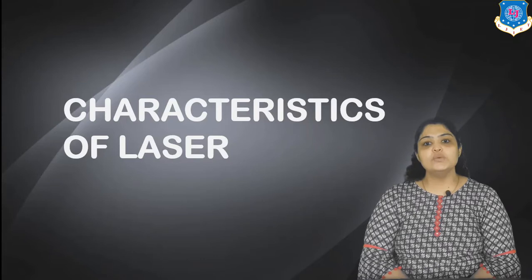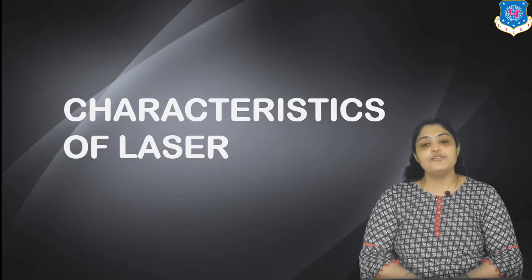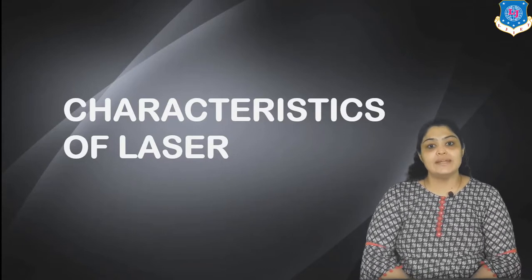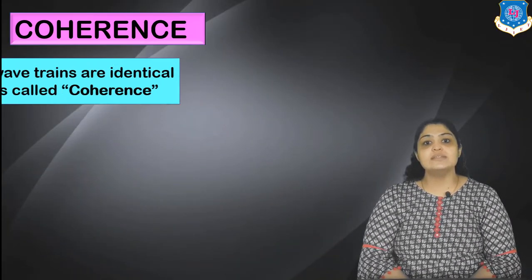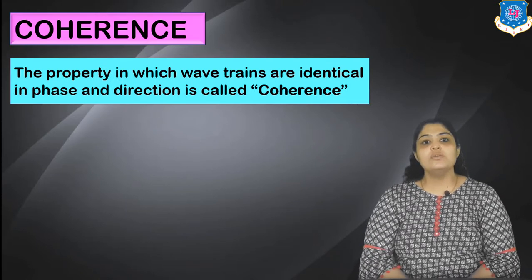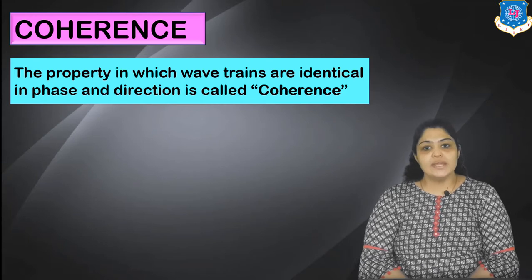Now let's move on to the characteristics of laser. How laser is different from the conventional or the normal light source. So starting with the first characteristic, that is coherence. Now what do you mean by this word coherence? Coherence is a property in which the wave trains are identical in phase and direction.